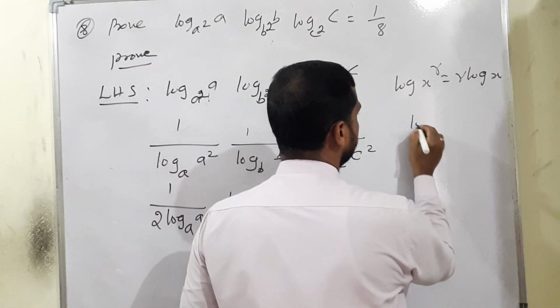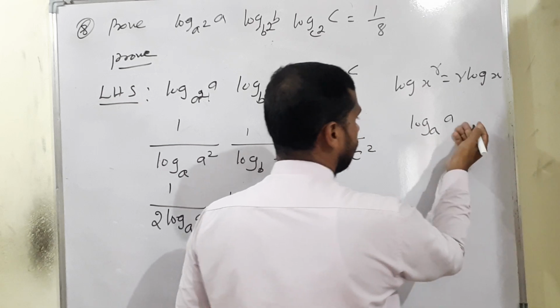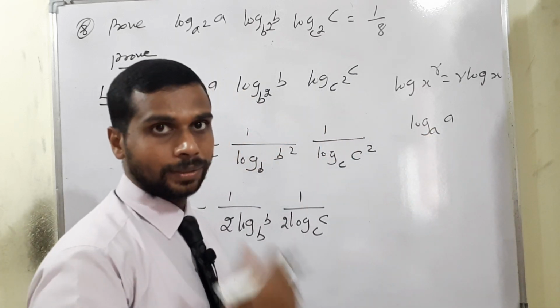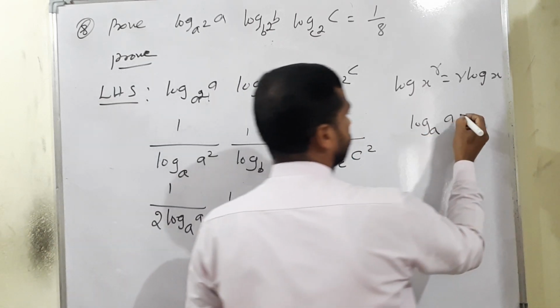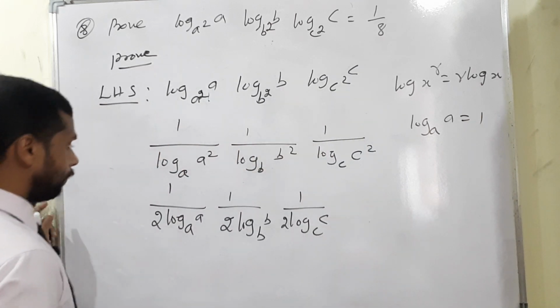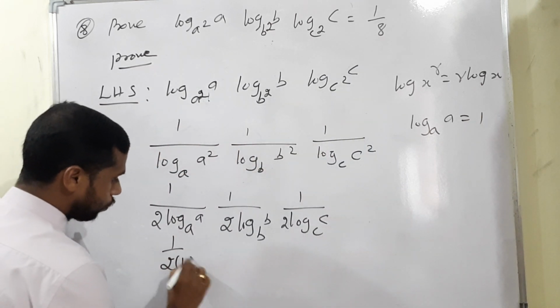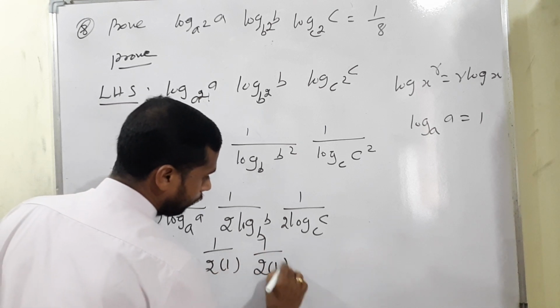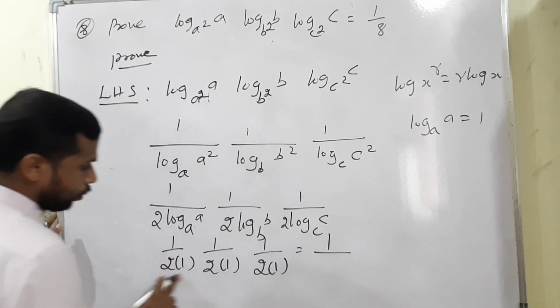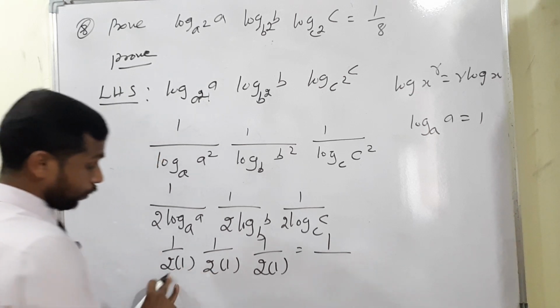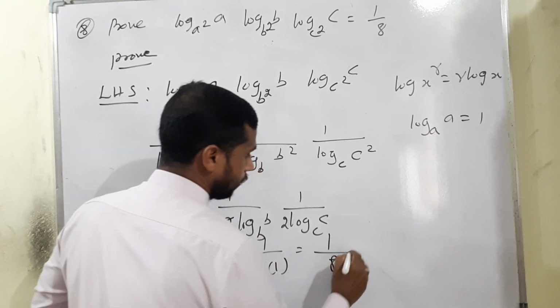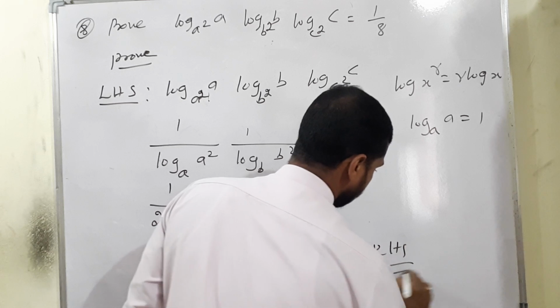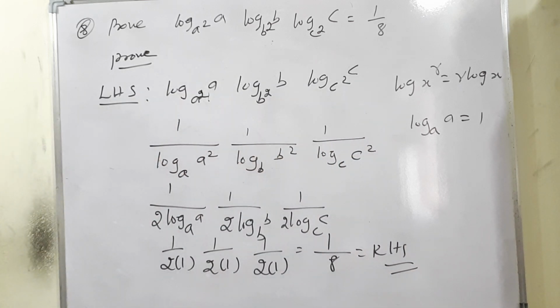Another property: log a base a, or log x base x, or log c base c, the result will be 1. Therefore we can say 1 by 2 into 1, into 1 by 2 into 1, into 1 by 2 into 1. Therefore the answer is 2 into 2 is 4, 4 into 2 is 8. This is called RHS. Okay, hence proved. I will continue the next question.